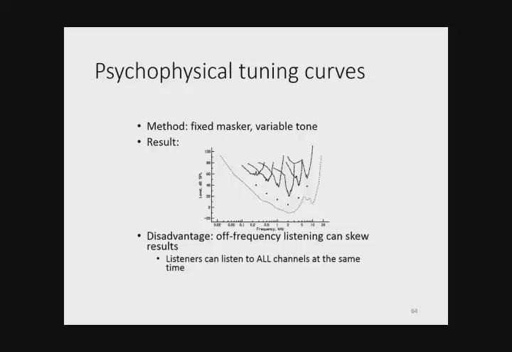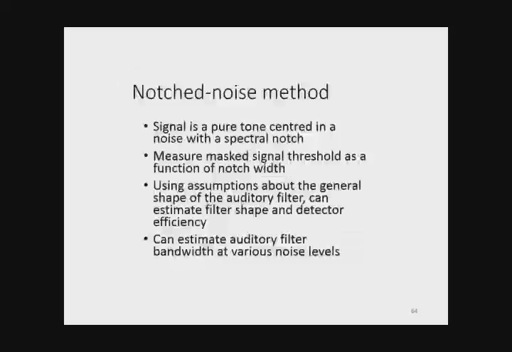Okay, and because of that problem, that is, it's fast, it's like PTA, quick and dirty, there is a scientific equivalent of that, and that's what's called notched noise, and that's much slower, but much more reliable. And what's notched noise? It measures the same result. It will measure my curves, my hearing filter shapes, but in a different way.